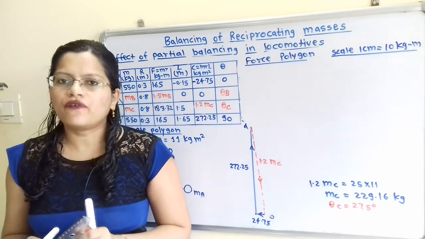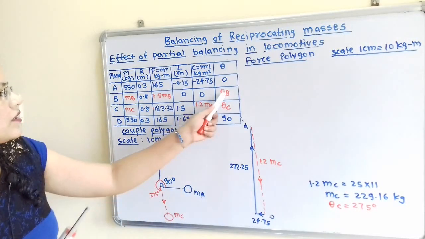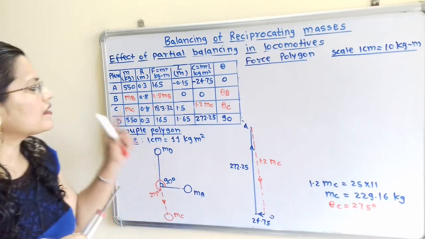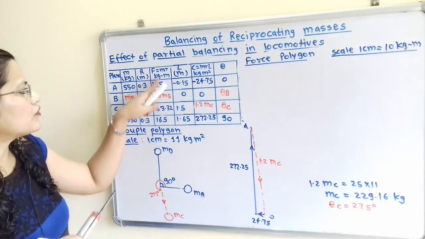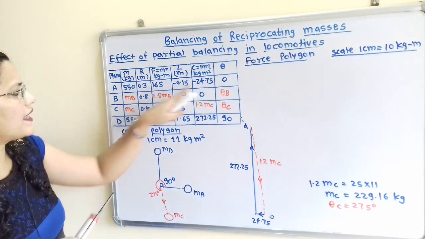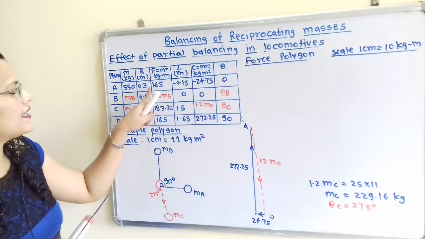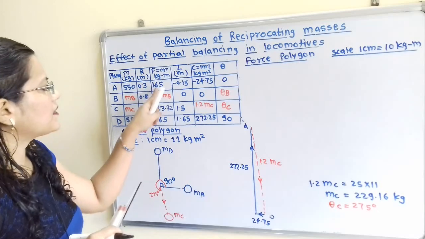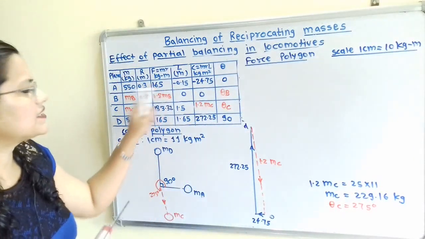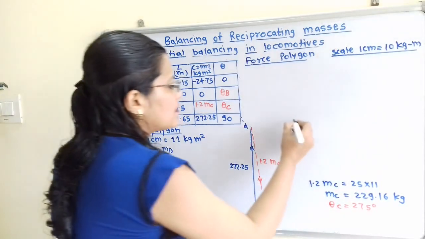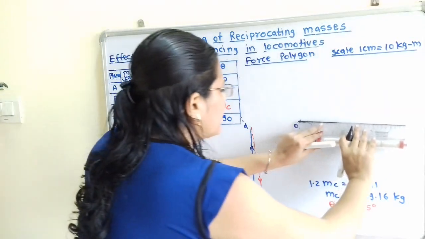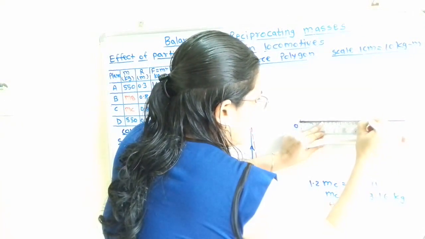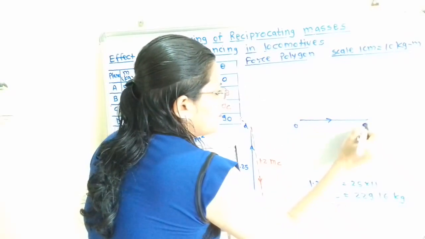Now we will move to draw the force polygon to find out the unknown terms theta B and MB. We will consider a suitable scale: 1 centimeter is equal to 10 kilogram meter. For this force polygon, first is plane A, which is at 0 degree and the value is plus 165. As per this scale, we have to consider 16.5 centimeter. I will consider one reference point as point O, and because of the positive sign, we will draw one line towards the right-hand side with magnitude 16.5 centimeter. So this will be the point A.